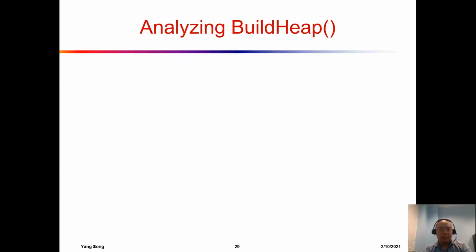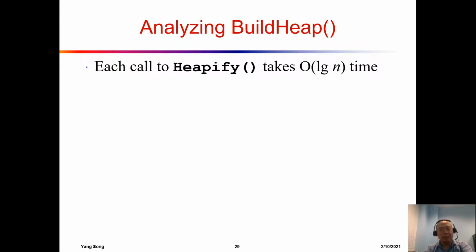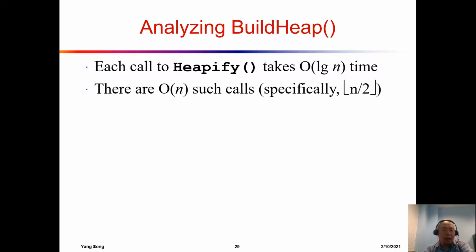Okay, so now we want to do some analysis of the build heap. For each call of the heapify, we know it takes up to O(log n) time, right? And then how many nodes do we have to touch with the heapify? We have to touch half n of the nodes, right? So we have to do half n of the heapify. And for each of the heapify, that is O(log n).